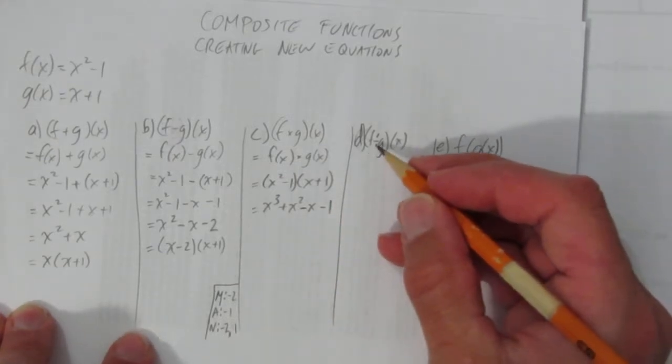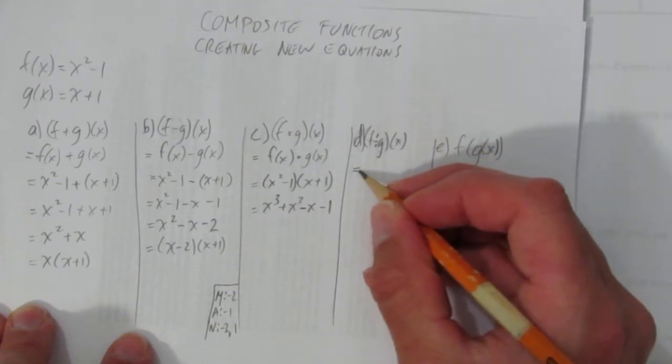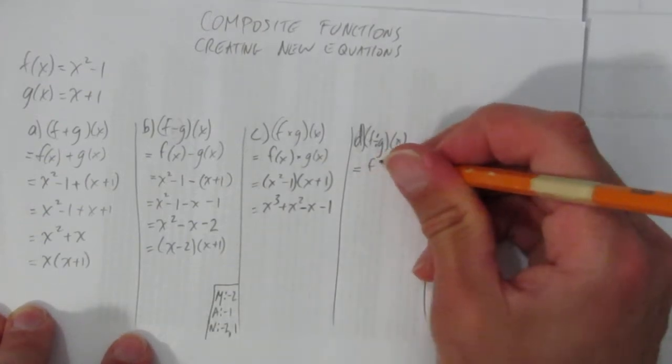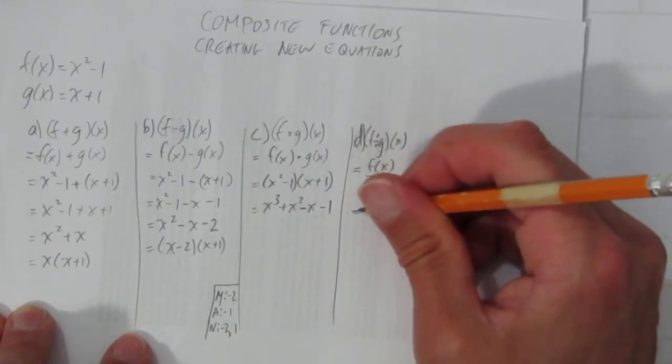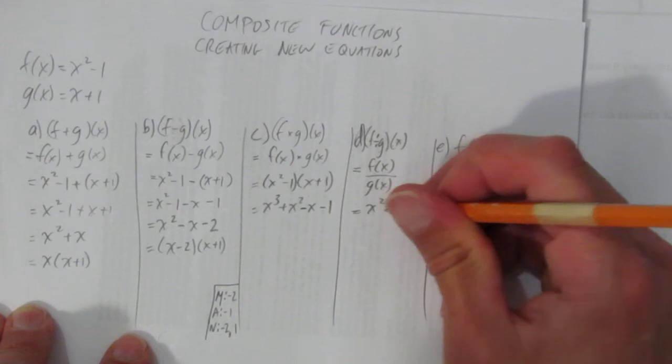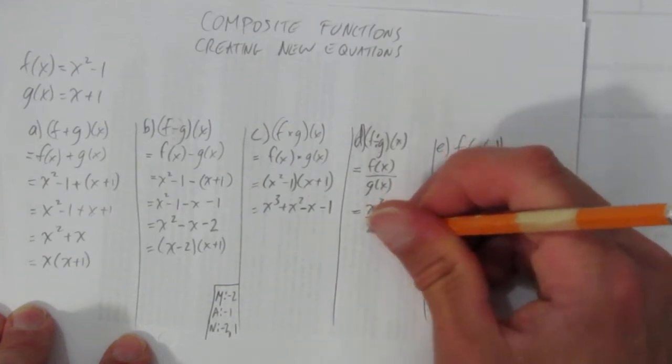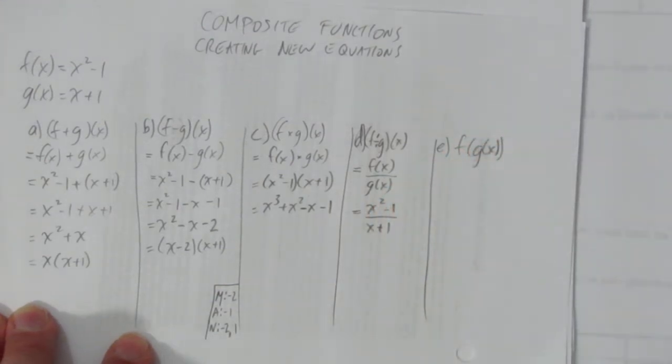Now we want to do f divided by g at x. That's the same as f at x over g at x. Again, feel free to skip that line and go right to x squared minus 1 over x plus 1. And you could leave it there.